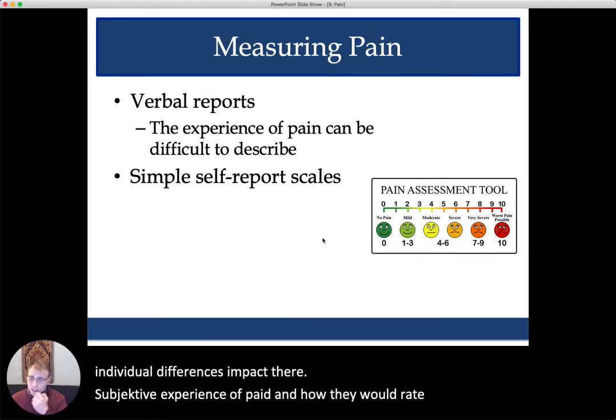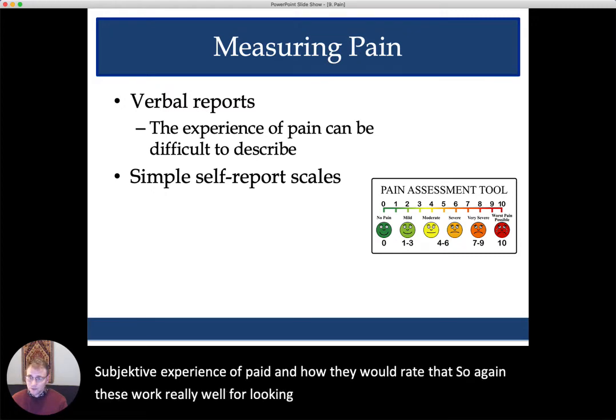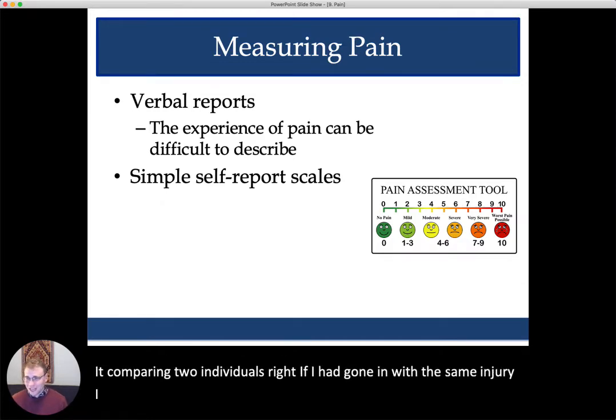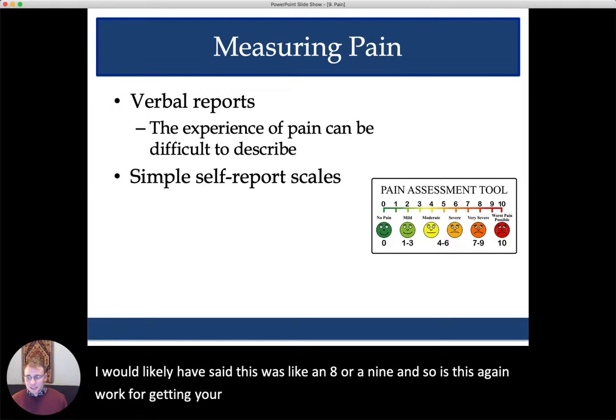So again, these work really well for looking within an individual, but not well at comparing between individuals, right? If I had gone in with the same injury, I would likely have said this was like an 8 or a 9. And so these again work well for getting your experience of pain, but don't necessarily reflect the extent of the injury.